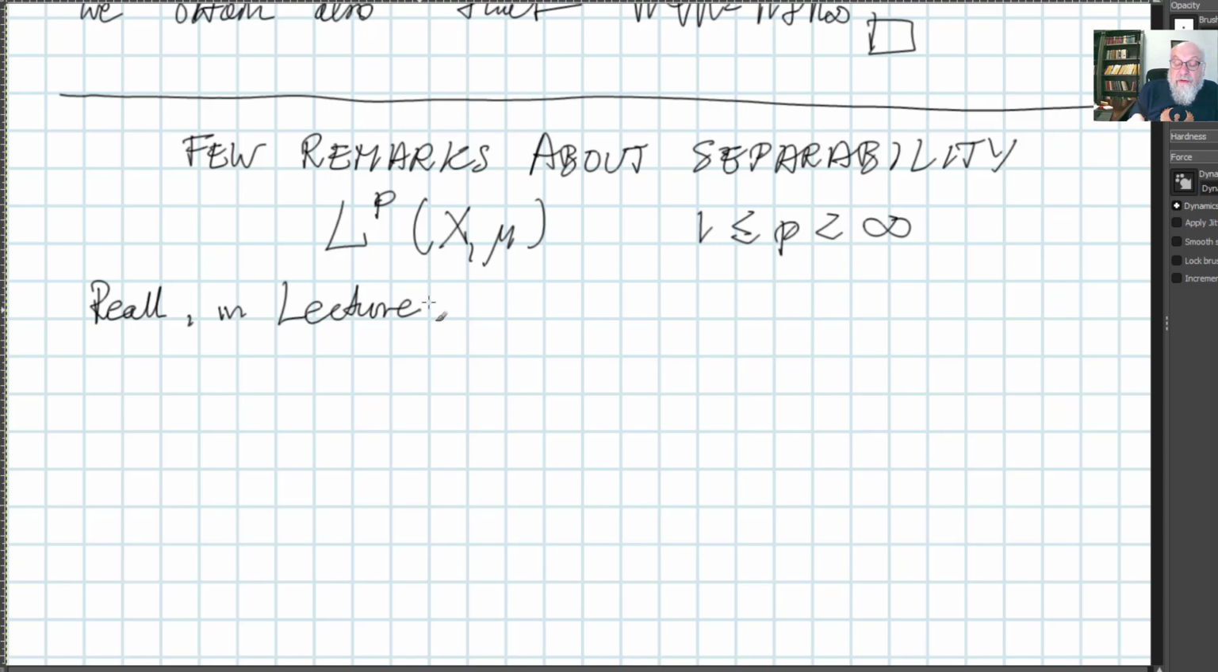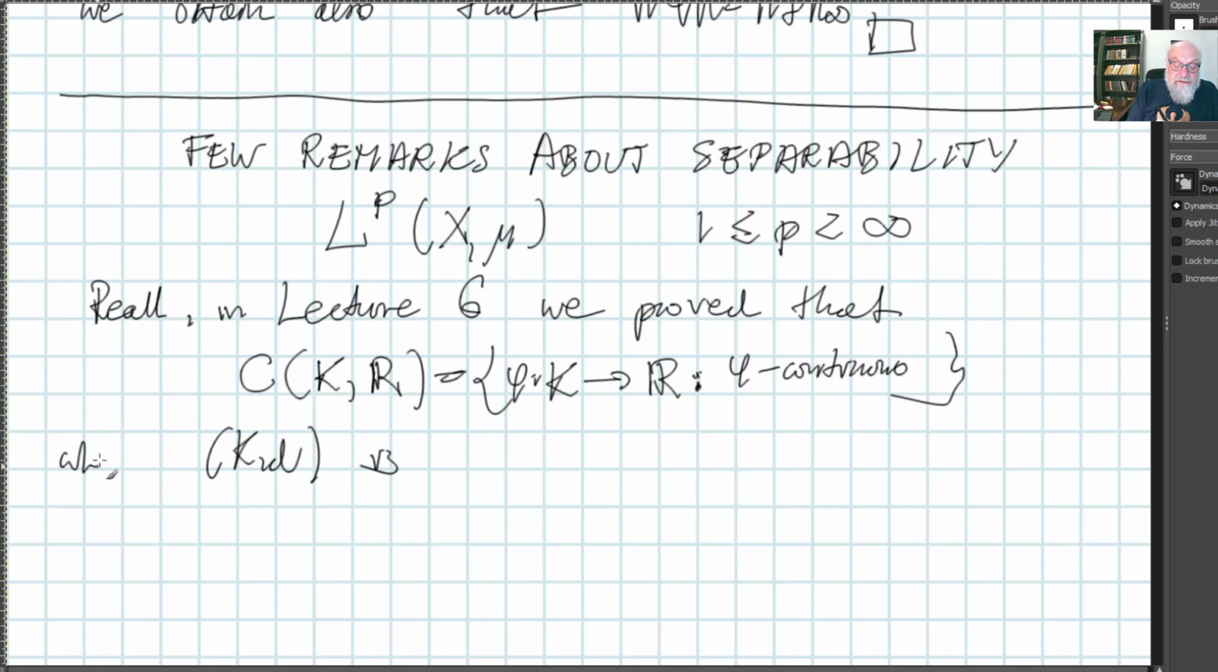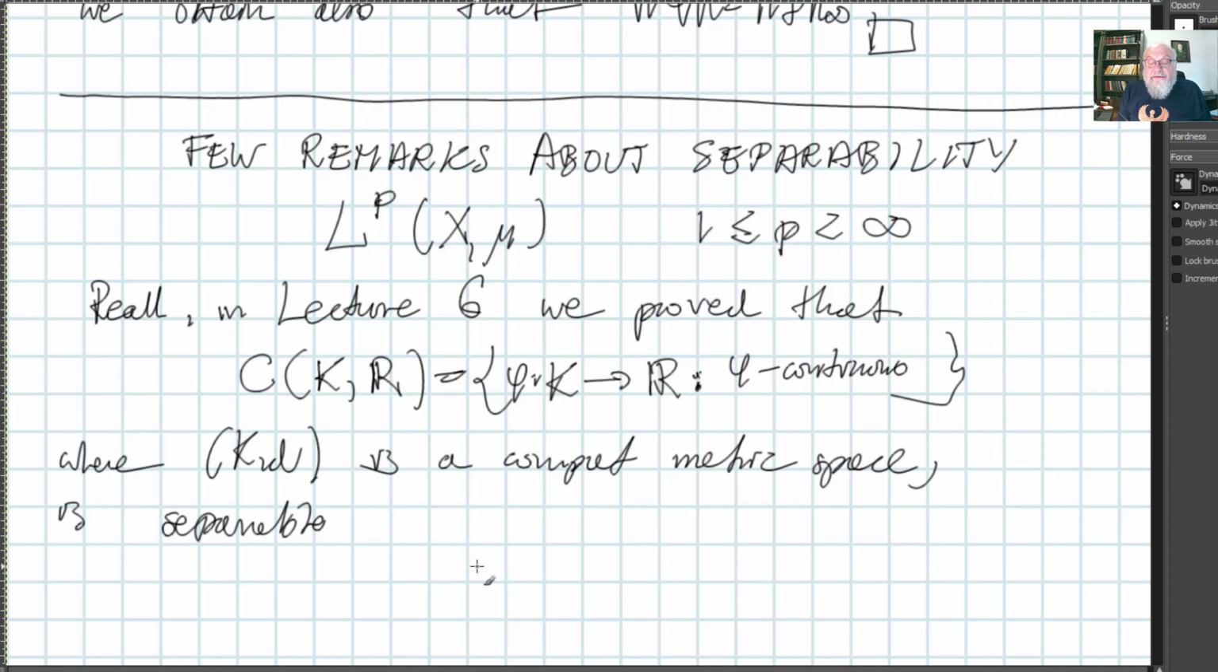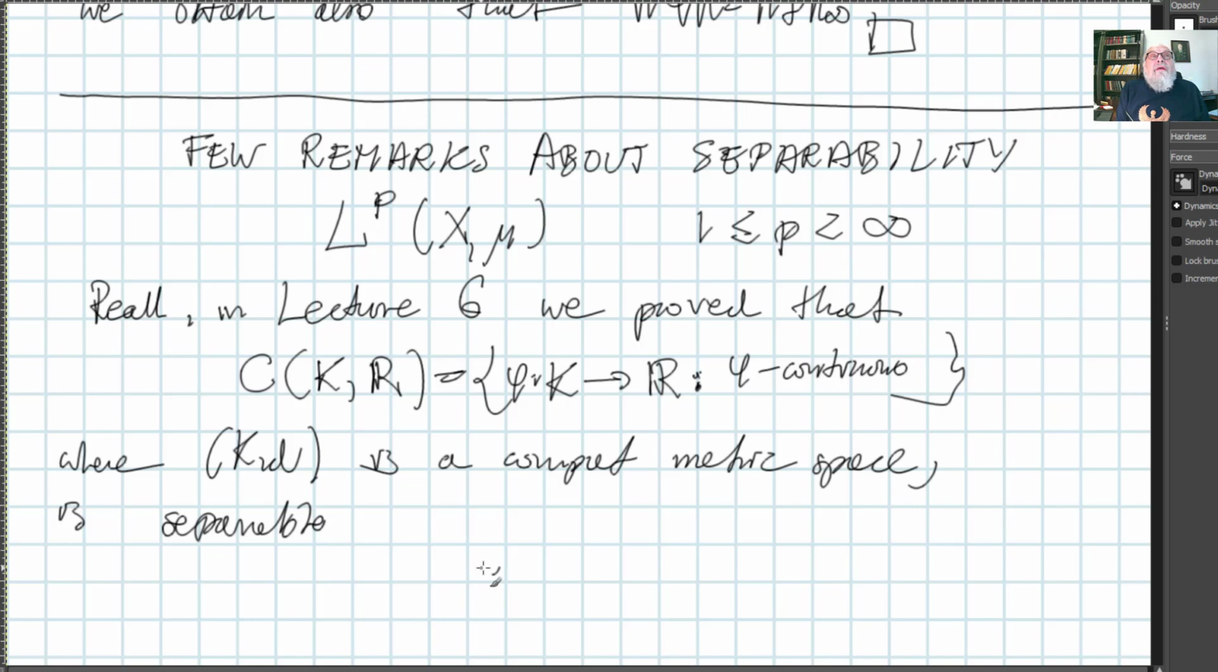that the space C(K, R) of all continuous functions phi from K to R, where (K, d) is a compact metric space, is separable. So we have this result. Actually, we proved that this space K could be, for example, any compact topological space. So this space would be separable if and only if K is metrizable. So we had this question also involving metrizability linked to the separability of that space.